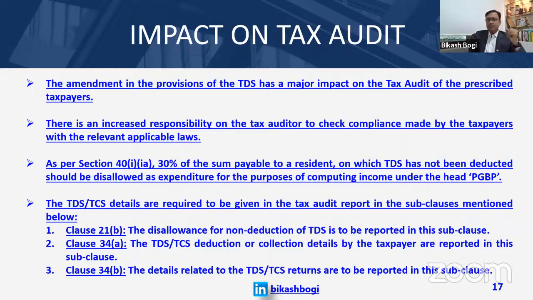Another, clause 34B. In this clause, the tax auditor needs to report whether TDS and TCS returns have been filed or not filed, or if filed, whether there is a delay or no delay. The tax auditor needs to give details of TDS returns filed for all the quarters. Suppose in your case, salary payment is there, payment other than salary is there, and foreign payment is also there. The tax auditor needs to report the TDS return 24Q for all 4 quarters: what was the due date, when it was filed, and whether there was a delay or not.